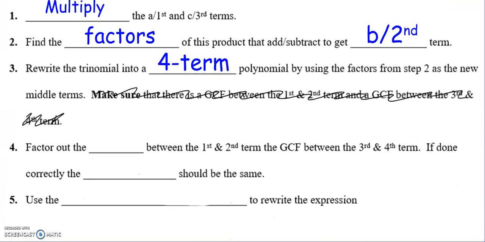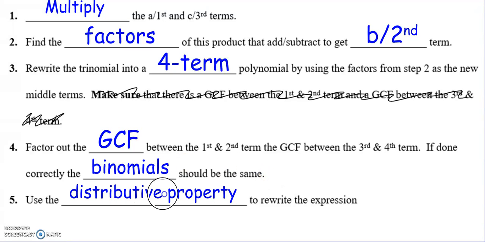All right, then what you're going to do is factor out the GCF between the first and second term and the GCF between the third and fourth term. And if you've done everything correctly, the binomials will be the same thing. You'll see it. Then you're going to use the distributive property to rewrite the expression. All right, so hit pause if you didn't get all that. I know it was confusing, but I'll go through the demonstration of it.